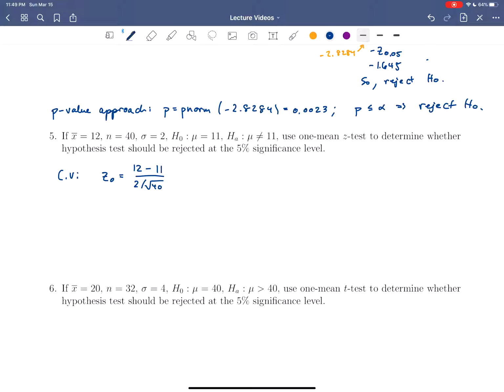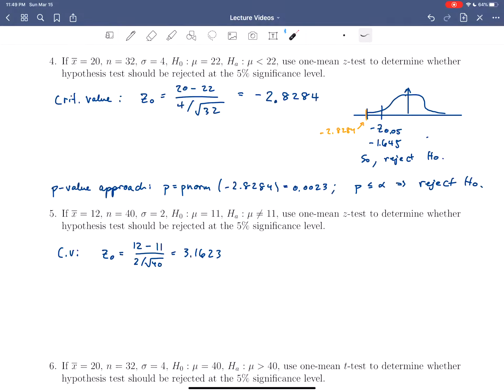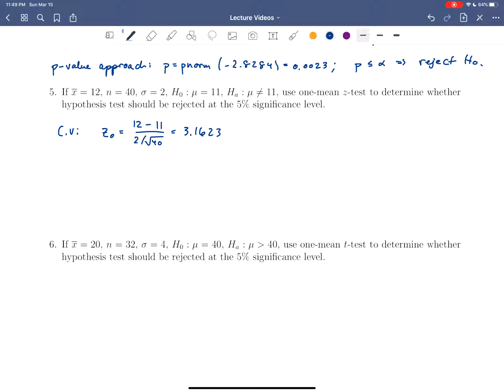And if we plug all that into R, what we're going to get is 3.1623. Okay, just to go to 4 decimal places like I said we would up here. So 4 decimal places, that's our standardized value, 3.1623. And so, again, the critical value approach is at the 5% significance level.